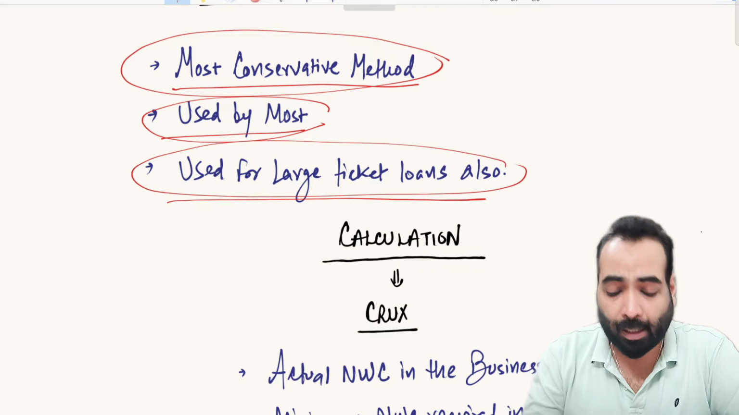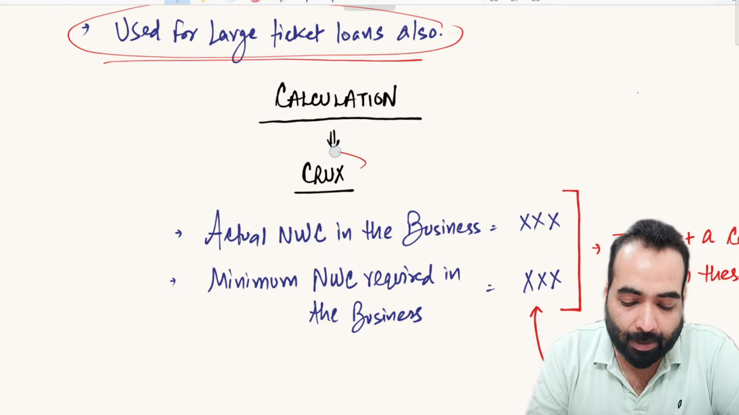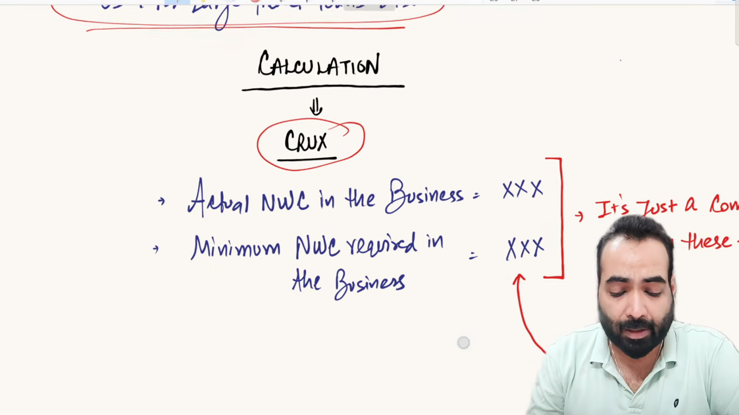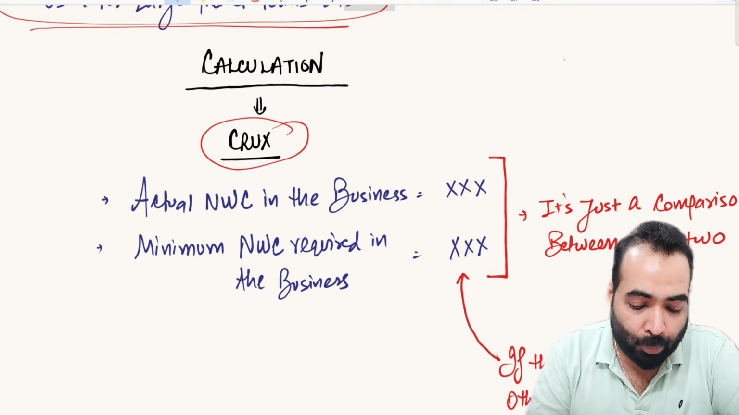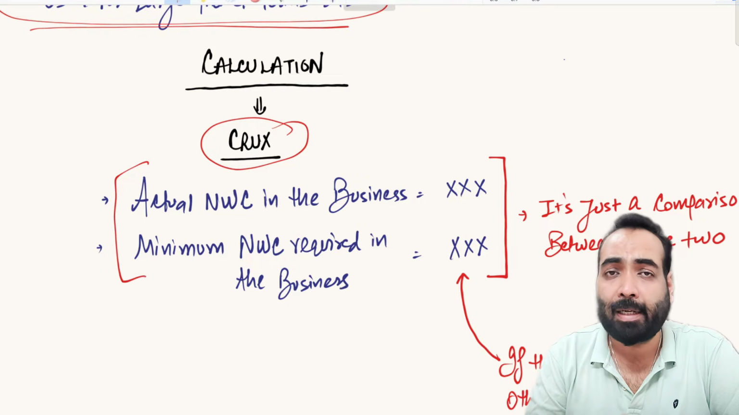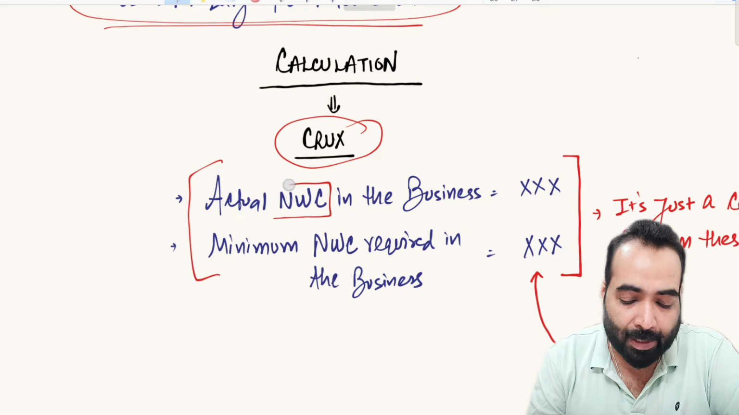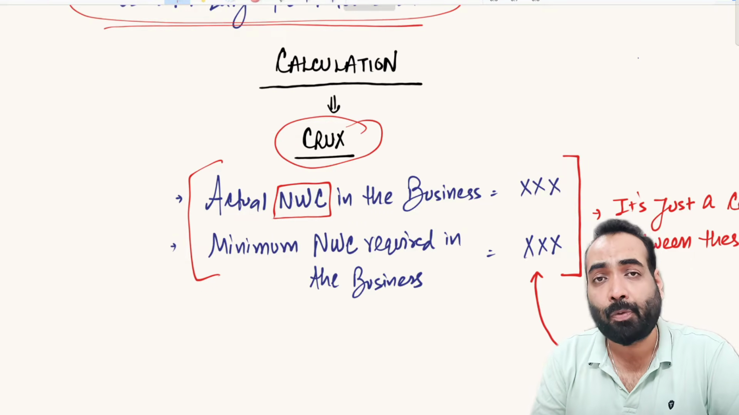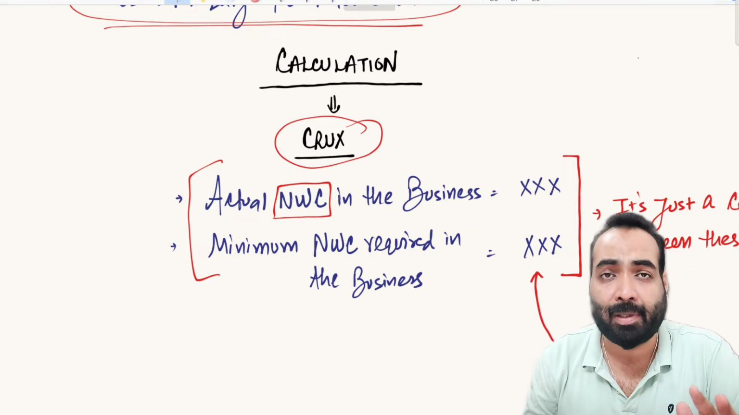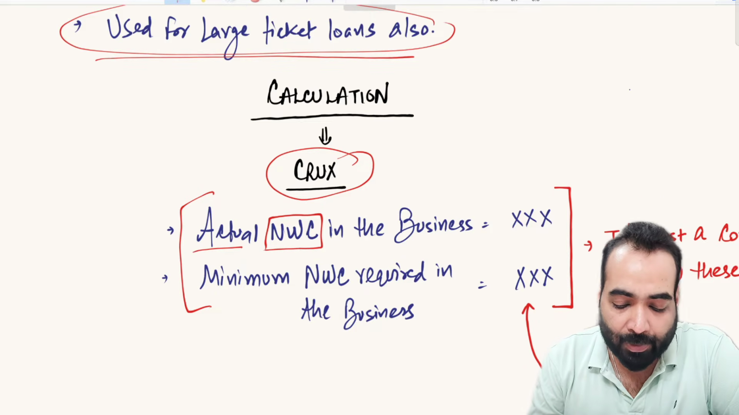Now let us see how we calculate eligibility under this method. Let us come to the crux of the formula. What is the crux of the formula? There are only two things that you need to see and remember for calculating the eligibility in this formula. You already know the meaning of NWC that I have explained to you in a separate video in full-fledged details. First, you need to calculate the actual NWC in the business.